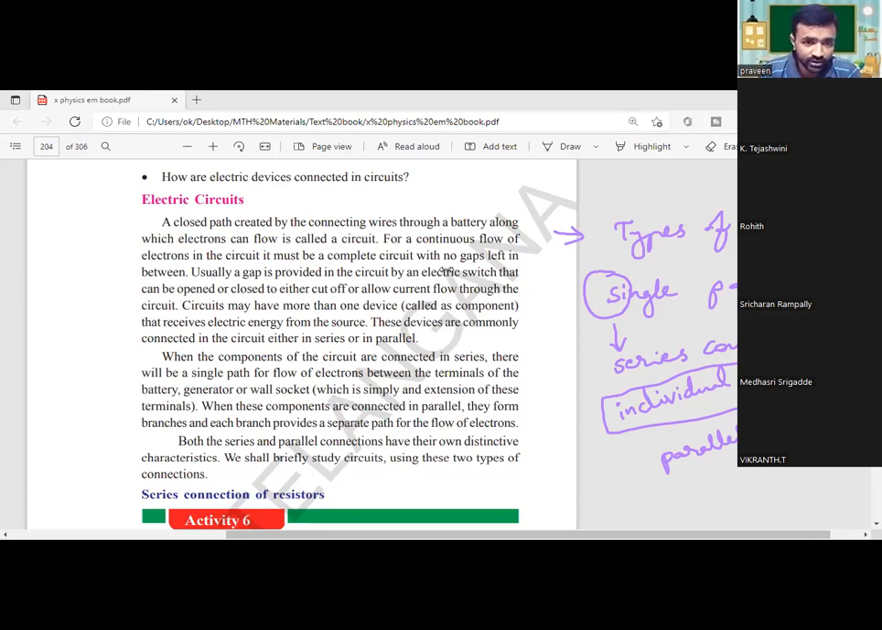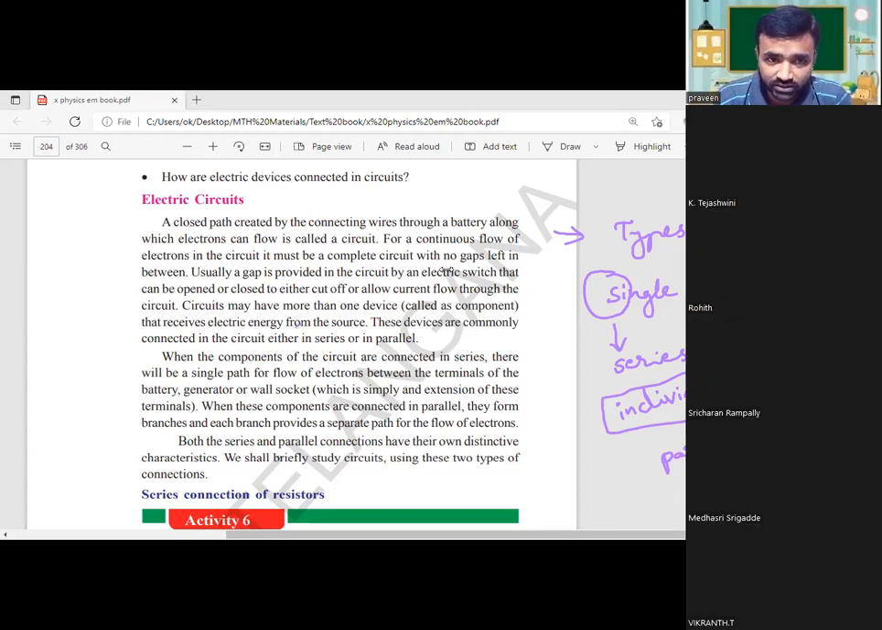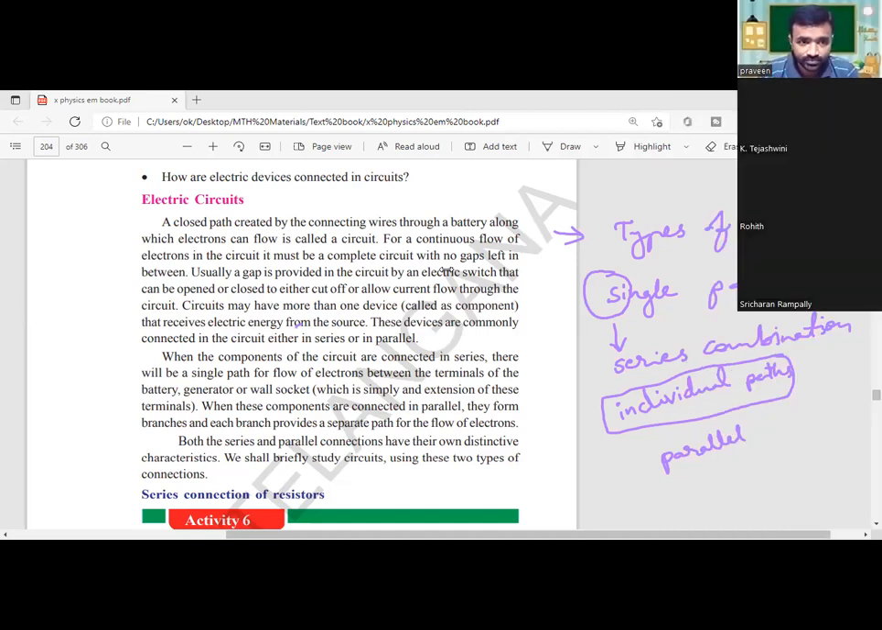Everyone, if there is any confusion, immediately ask me. Tejaswini, no response from you. Any doubts?